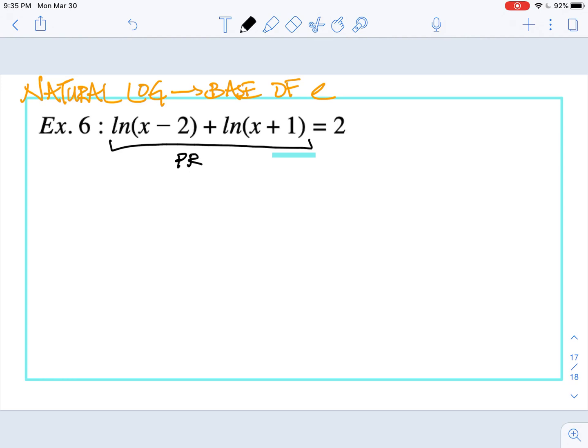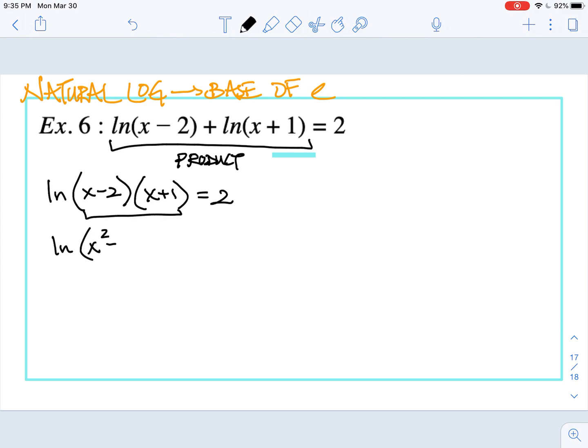So I'm going to use my product property here to combine those to get natural log of x minus 2 times x plus 1 equals 2. And then I'm going to FOIL that out. x squared minus x minus 2 equals 2. And I've got my log isolated. I've got log all by itself. And so now I can rewrite it in its exponential form.